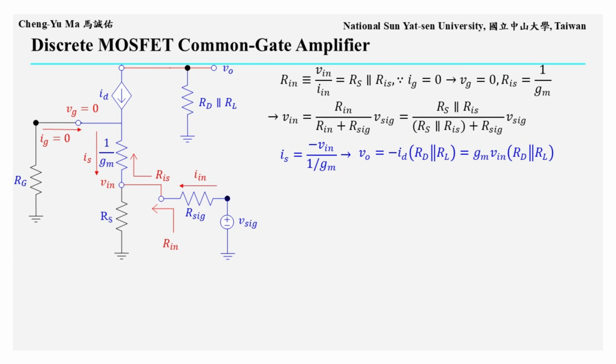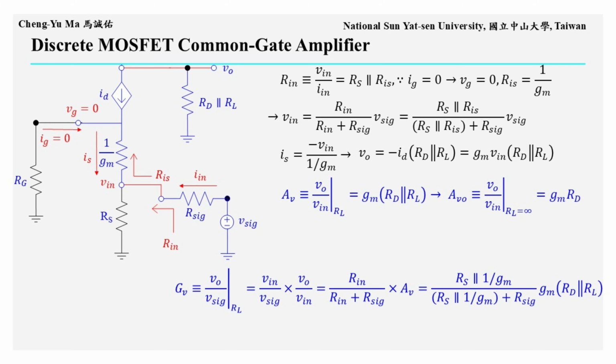After finding Vo, the voltage gain is Av equals Vo over Vin, which equals gm times the parallel combination of RD and RL. If RL is infinite, meaning the load is open-circuited, the open-circuit voltage gain Avo becomes gm times RD. The overall gain, Gv, equals Vo over Vsig, or Vin over Vsig, multiplied by Vo over Vin. Therefore, Gv equals Rin over Rin plus Rsig, multiplied by Av, which becomes the parallel combination of RS and 1 over gm, divided by that same parallel combination plus Rsig, then multiplied by gm times RD in parallel with RL.